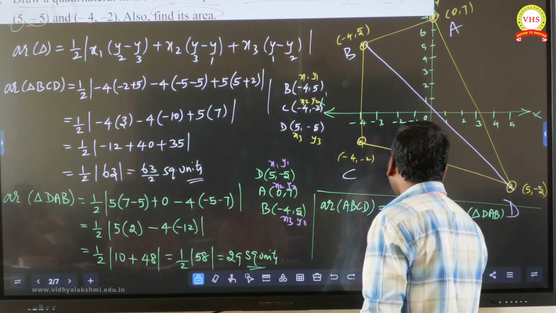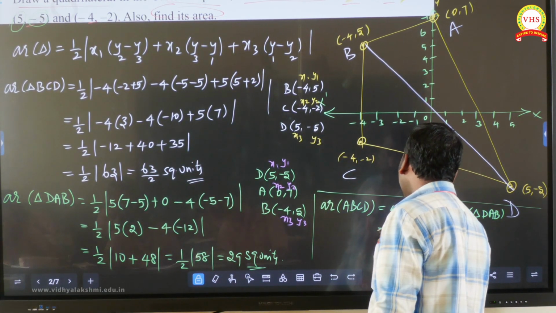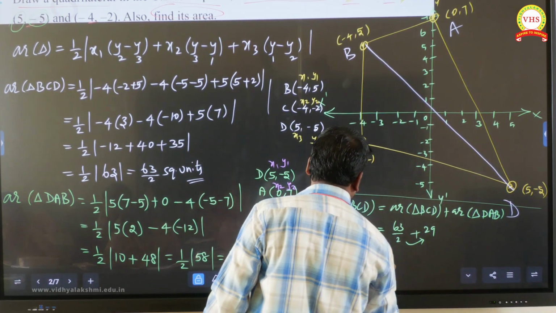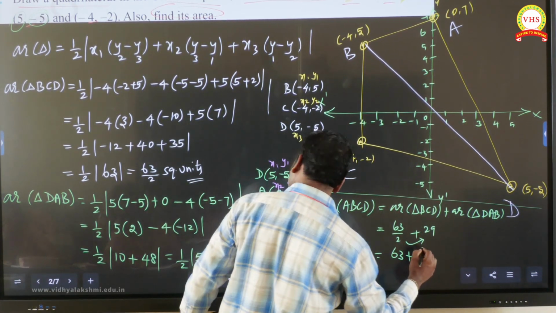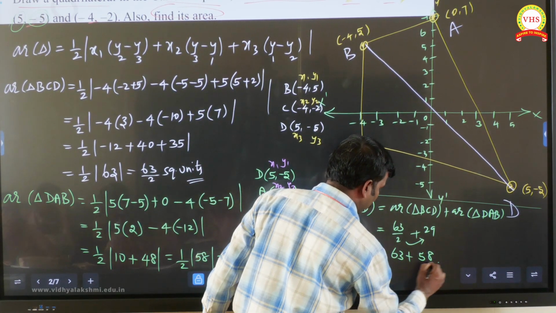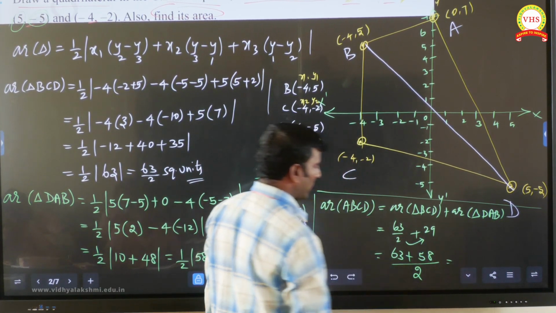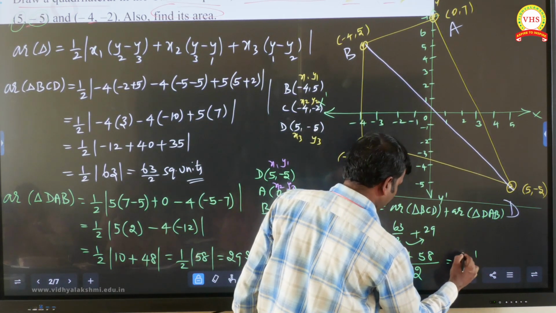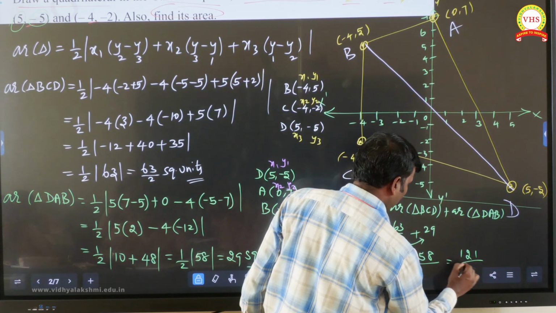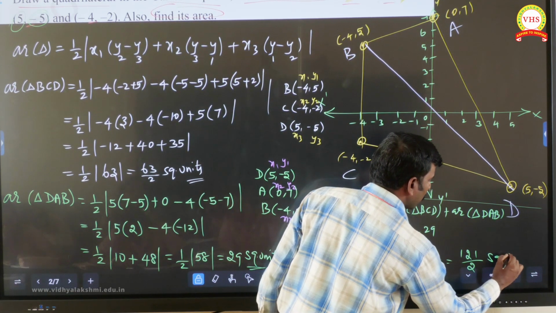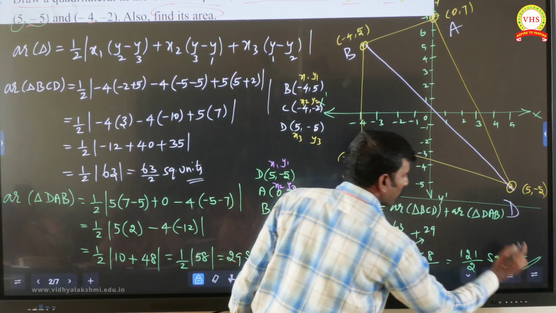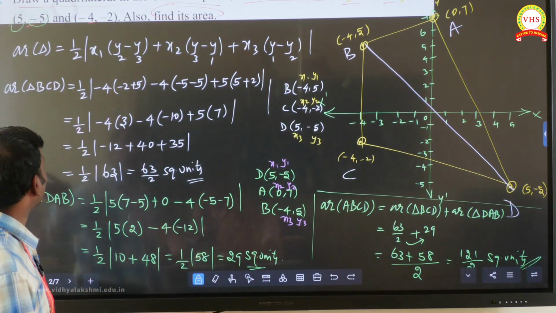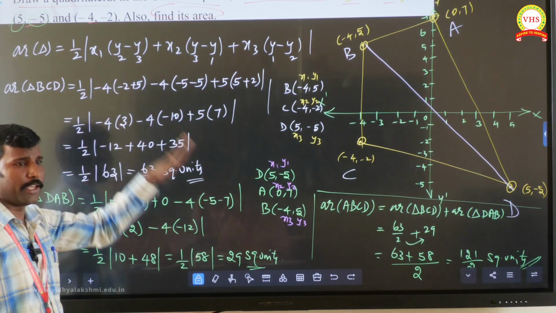Here we have 63 divided by 2 plus 29. So when you take the cross multiple, what am I getting? 63 plus 58, whole divided by 2, which is equal to adding both. 8 plus 3, 11, remainder 1, 6 plus 6, 12. 121 divided by 2 square units. Check the answer in the book, children. 121 divided by 2 square units we are getting. That's it. This is the required value for the area of the quadrilateral.